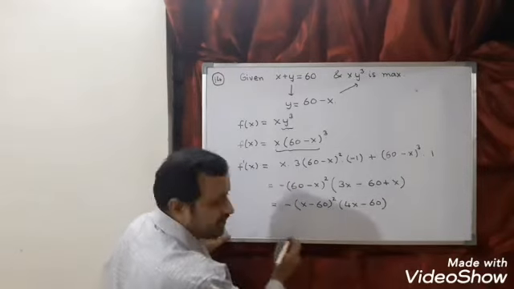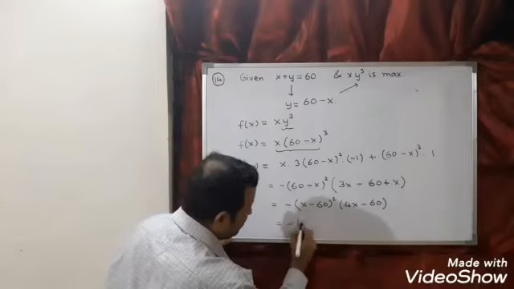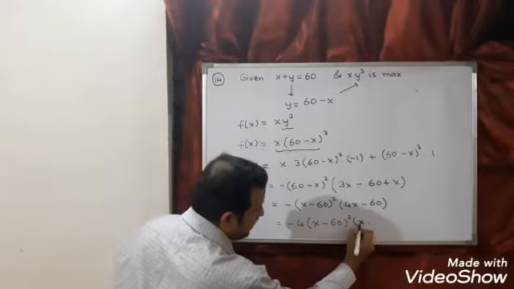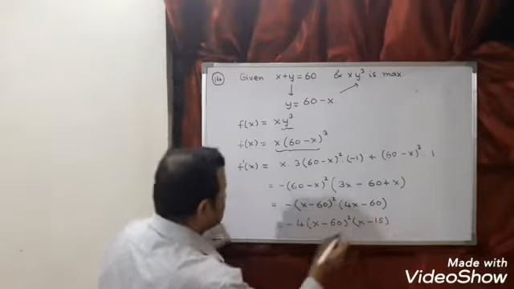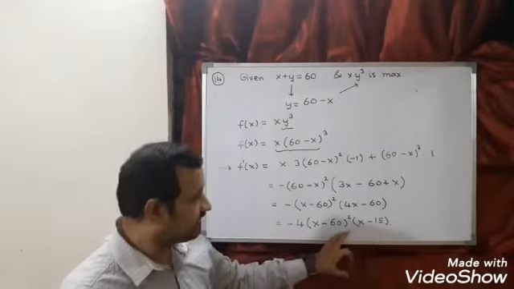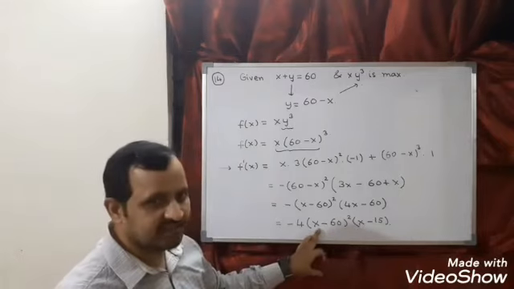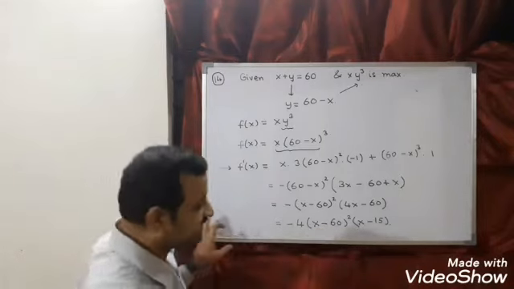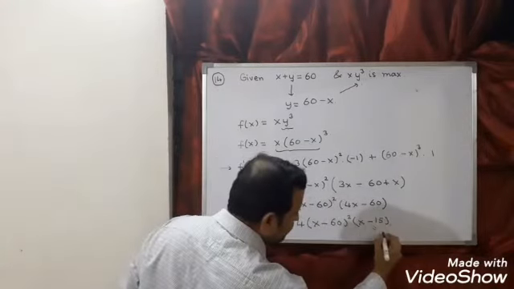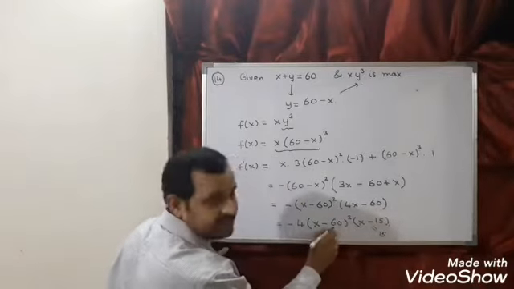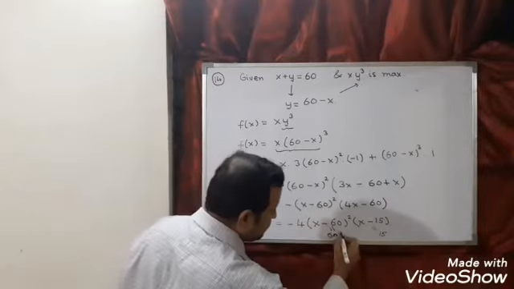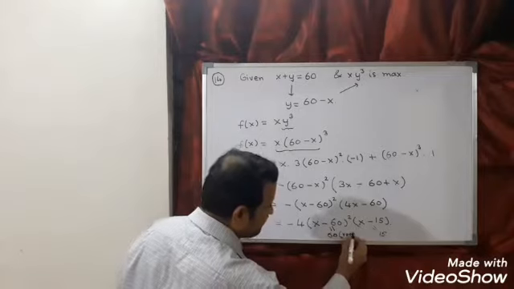So again we can take 4 common. So take 4 common, so minus 4 will come outside. This is nothing but (x minus 60) whole square into (x minus 15). So first step is what? Find f dash x. Second step, break it into linear factors. Make the coefficient of x in each bracket positive. Find the critical points. So for what value will this term become 0? It is 15. For what value will this term become 0? I can say 60. But you can see here the power is 2, so I can say this critical point is repeated.